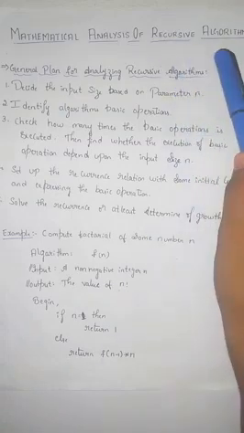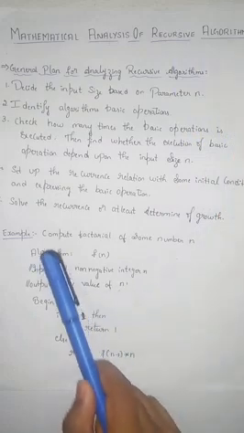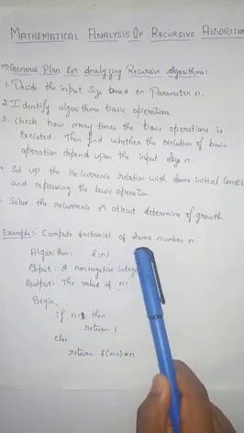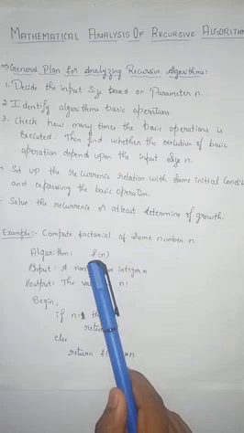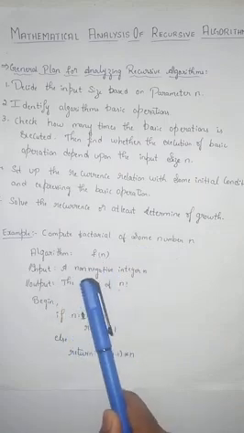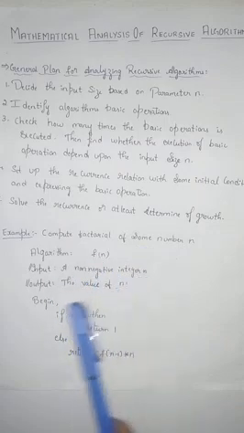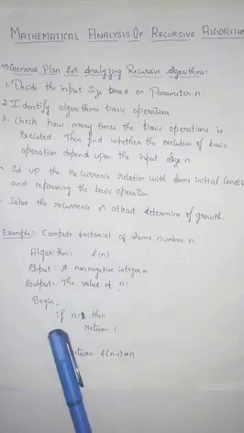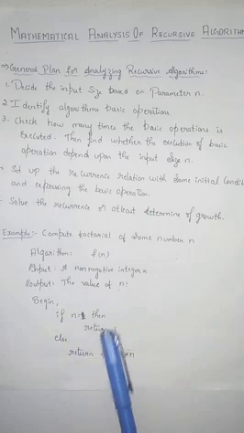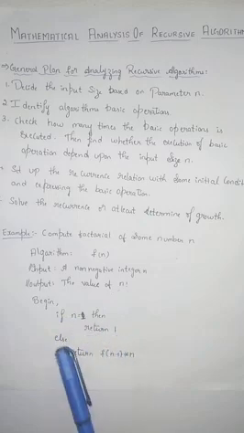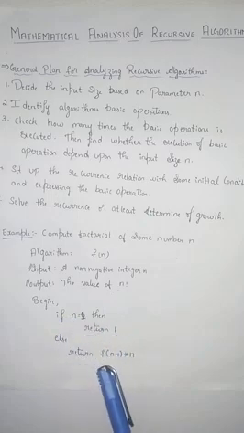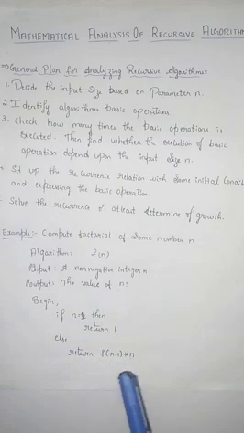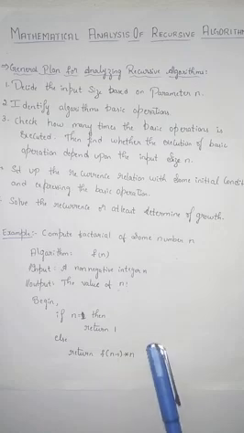For the recurrence relation, let us consider an example. Compute the factorial for some number n, f of n. The input should be a non-negative integer n, and the output will be the value of n factorial. We start: if n is equal to 1, then return 1, or else return f of n minus 1 into n, where the factorial function will work. Let us consider an example based on this algorithm.